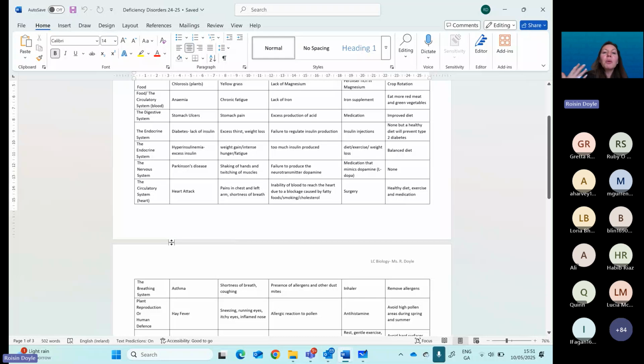Now, sometimes there might be a little bit of a discrepancy between my deficiency disorder and your deficiency disorder. That's okay. Check back with your teacher, please, or check back with me. Sometimes there might be a discrepancy because they do allow, in some cases, for example, in the nervous system, the one my students have all learnt is Parkinson's, but your teacher might have studied paralysis with you. You can only study Parkinson's or paralysis in the nervous system. You can study multiple sclerosis. You can study motor neuron disease.